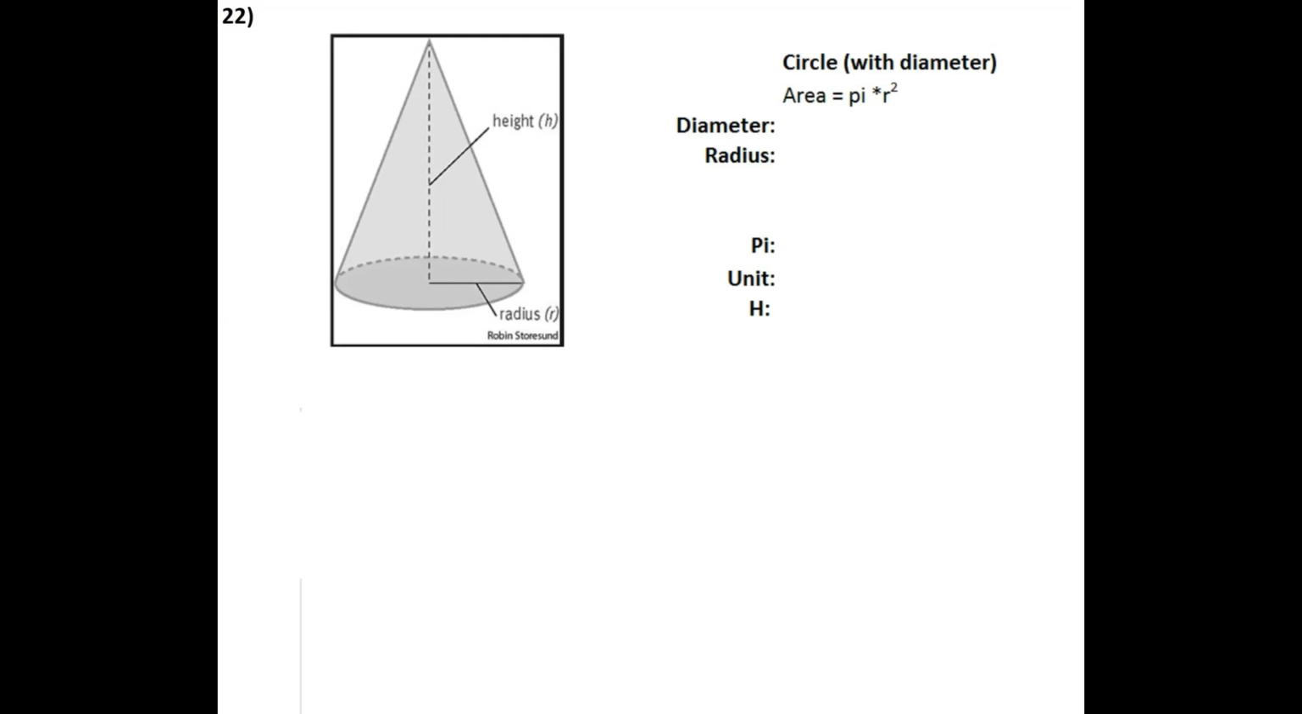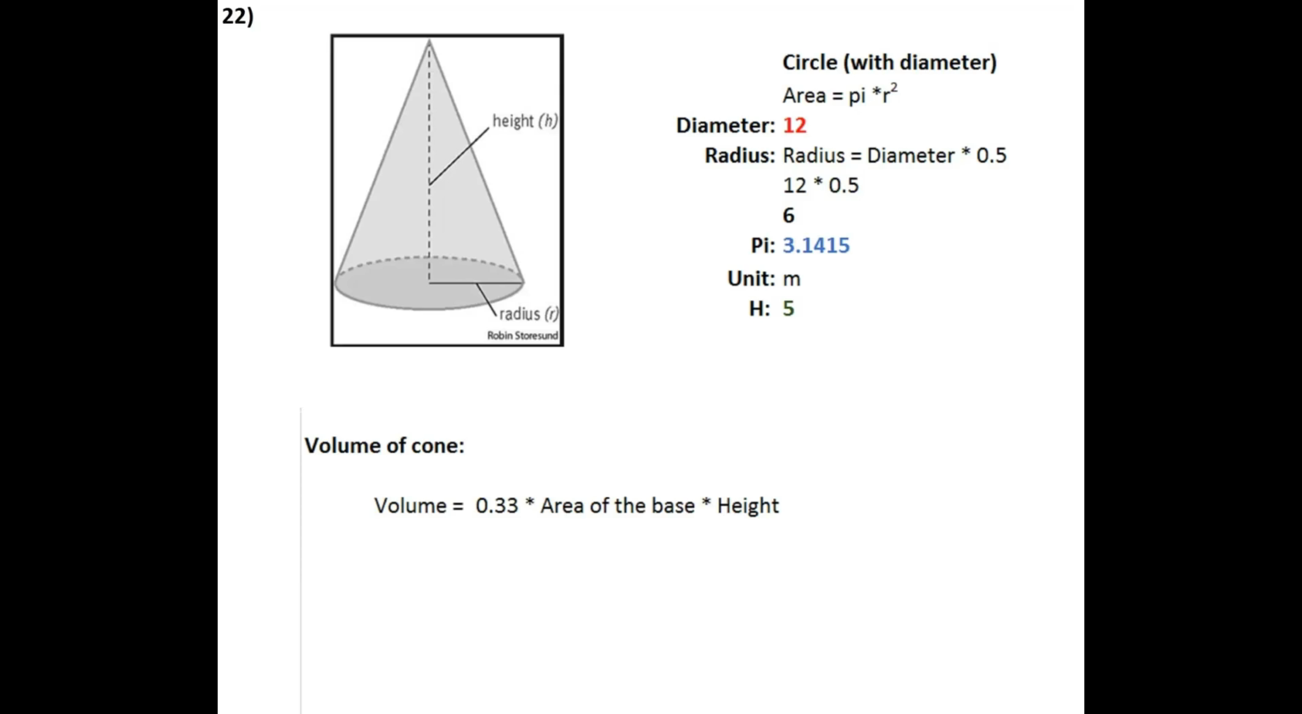Number 22, we are again looking at another cone. We have a diameter of 12, which means our radius is 6. You have to divide that in half. And we also have a height of 5. This time our unit's going to be in meters.